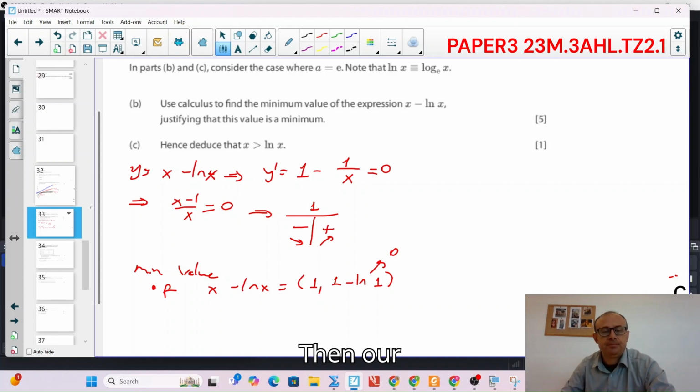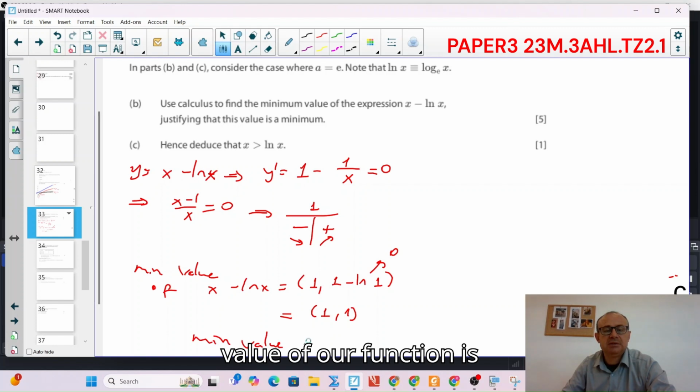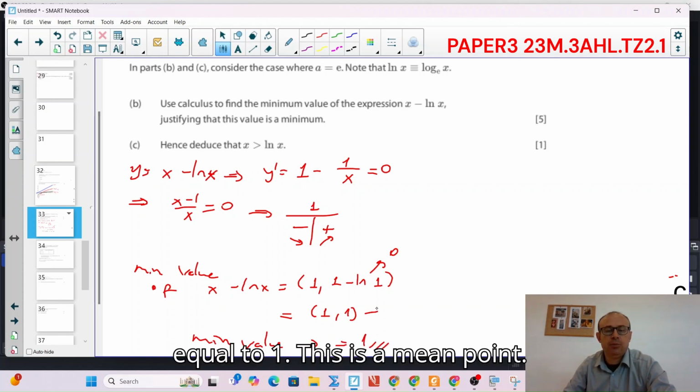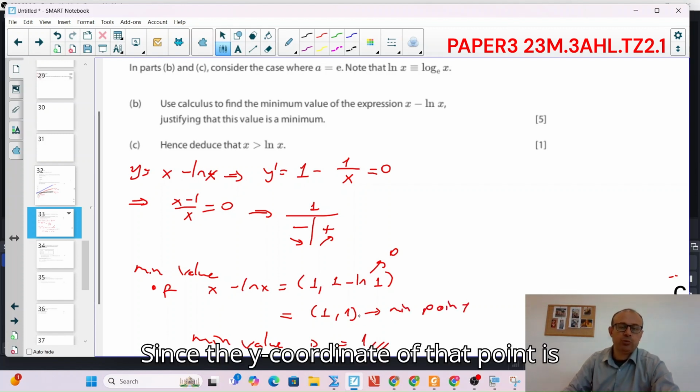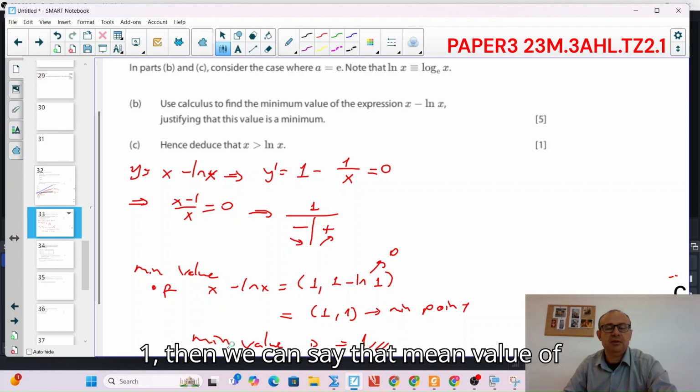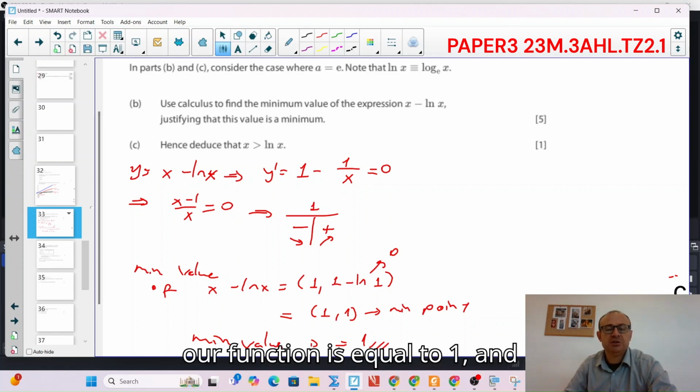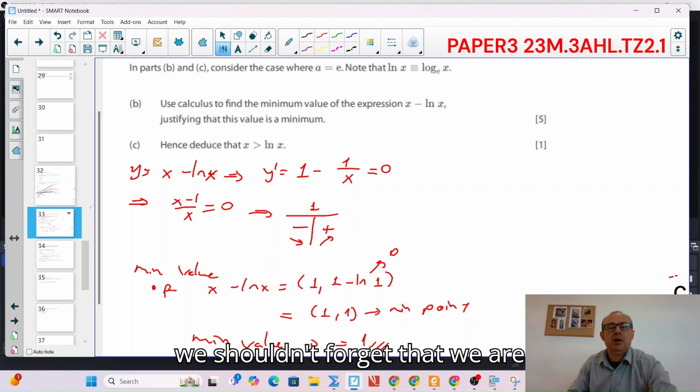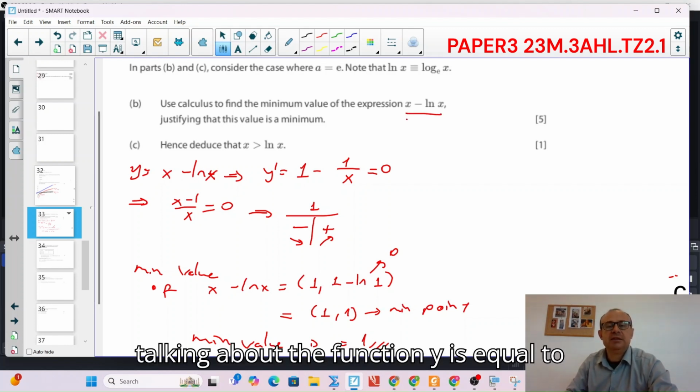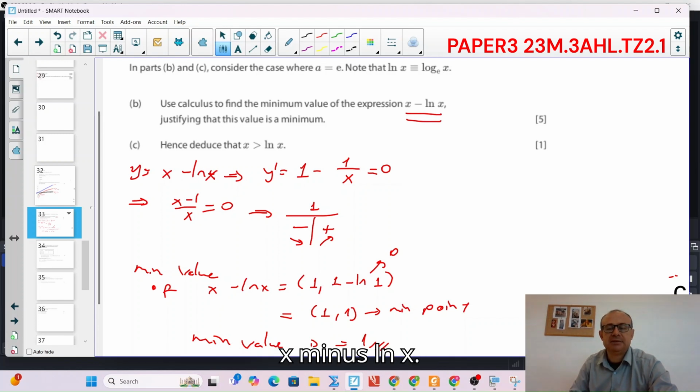Then our minimum point becomes (1, 1). This is a minimum point. Since the y coordinate of that point is 1, then we can say that the minimum value of our function is equal to 1. And we shouldn't forget that we are talking about the function y is equal to x minus ln x.